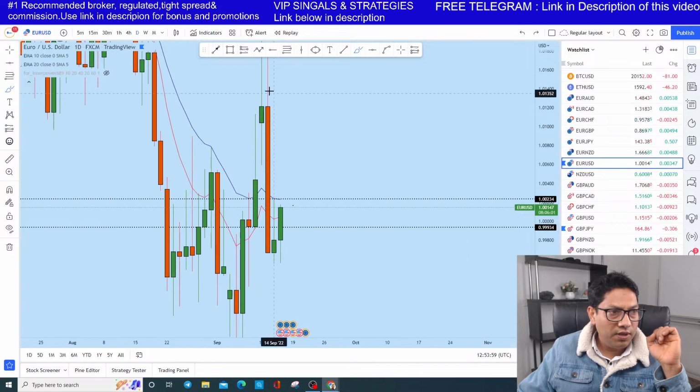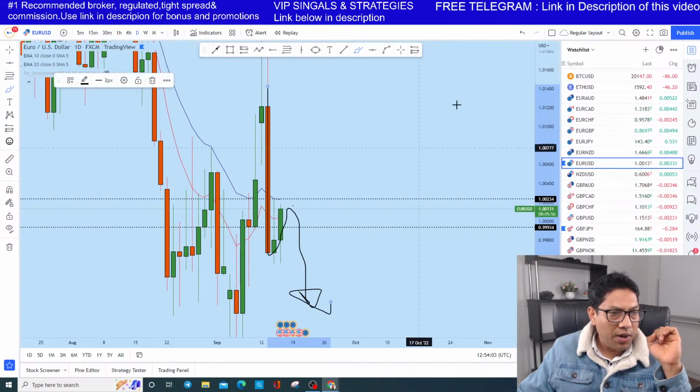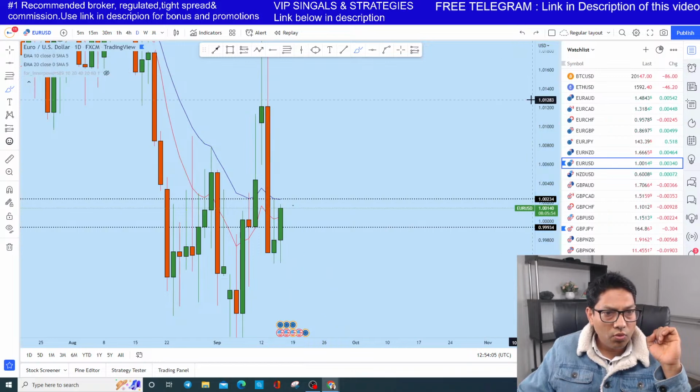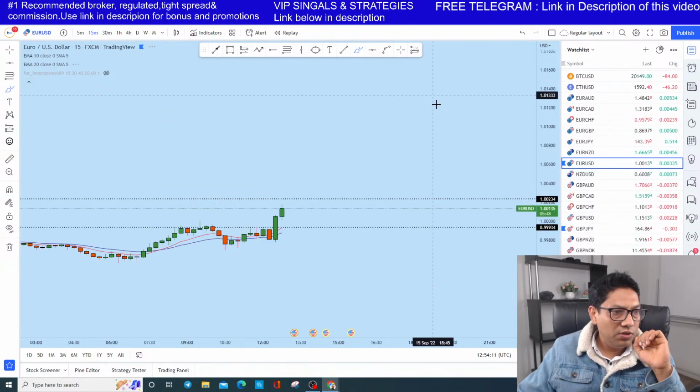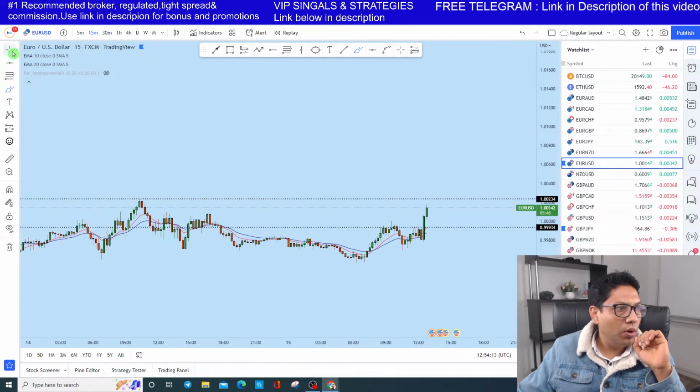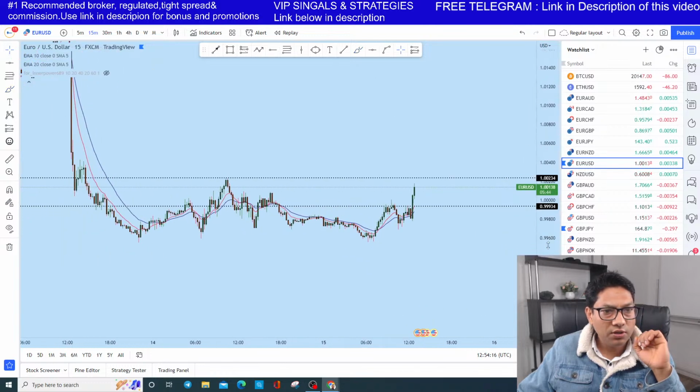Okay, but you see there is a big move happening, and as a part of this move, I think that euro dollar will come down. So we still have 5 minutes for this candle to close. This is the 15 minutes chart.